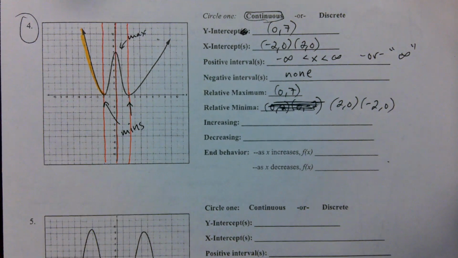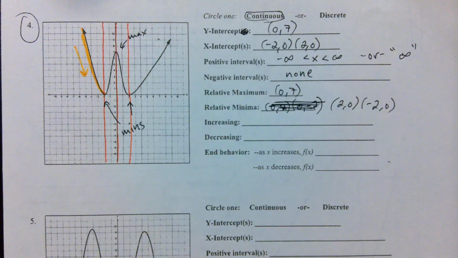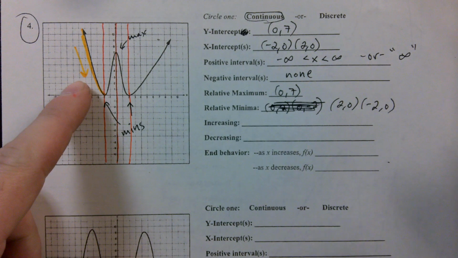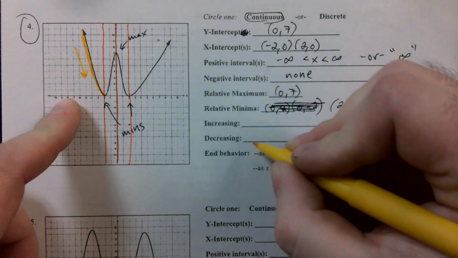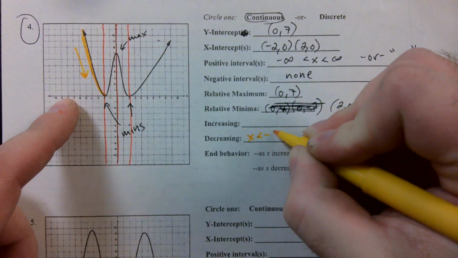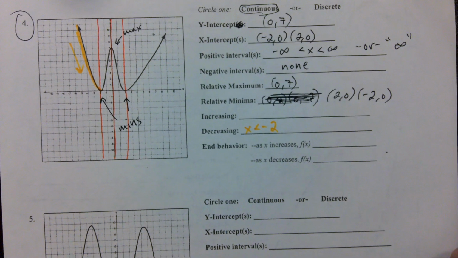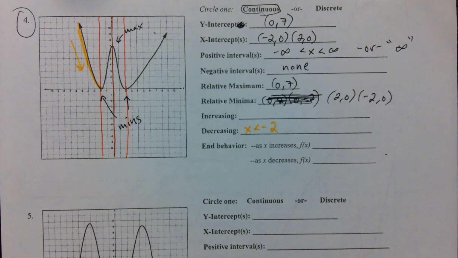Decreasing. If you think about the roller coaster from left to right, it's going down. So that would be decreasing anywhere less than what? Less than -2. Okay, so decreasing. My first interval is anywhere where x is less than -2. If I'm decreasing, I hit that minimum and change directions.